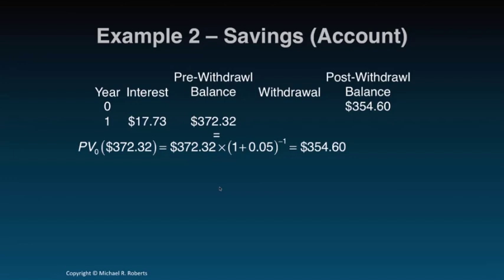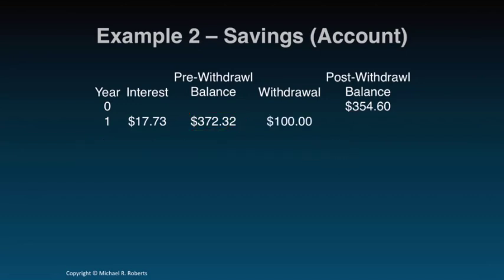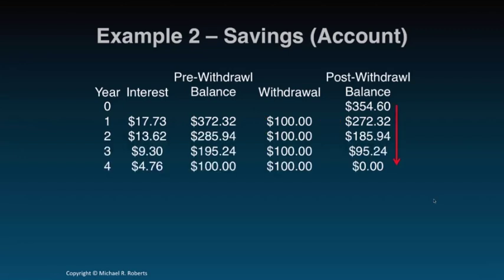But notice that's just the present value of that amount. The present value of this $372.32 is just our initial withdrawal balance. That's our $354.60. I'm going to pull out $100. That's going to leave me with $272.32 after the first year. And if we continue this process for the next 3 years, 2, 3, and 4, what we see is we're going to exactly offset or exactly exhaust the funds in the account.